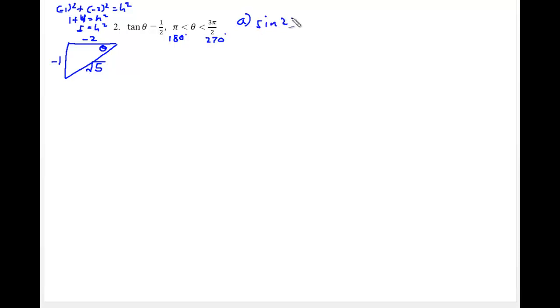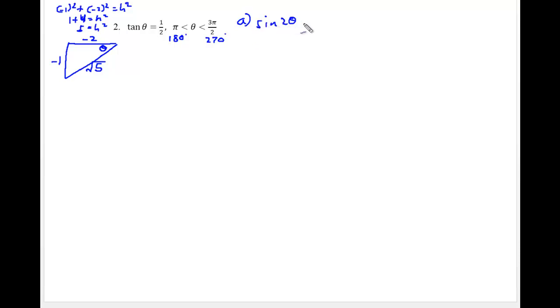The sine of 2 theta, that is the first part. We're going to do the double angle formulas for sine and cosine, then the half angle formulas for sine and cosine. Then we're going to do the double angle formula and the half angle formula for tangent. So this is the first of 6 parts before this video wraps up for this page.